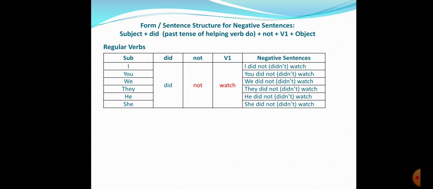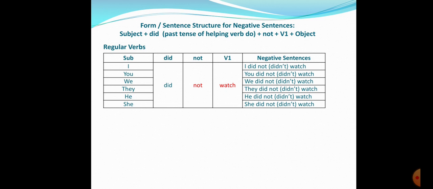Okay? So you get negative sentences. I did not watch. Now again I have used contraction here. Did plus not becomes didn't. Remember the pronunciation, it is not did not, it is didn't. Okay, repeat after me once again, didn't. Okay, it should clearly sound. Okay, I didn't watch, you didn't watch, we didn't watch, they didn't watch, he didn't watch, she didn't watch. Understood, students? This is very easy.